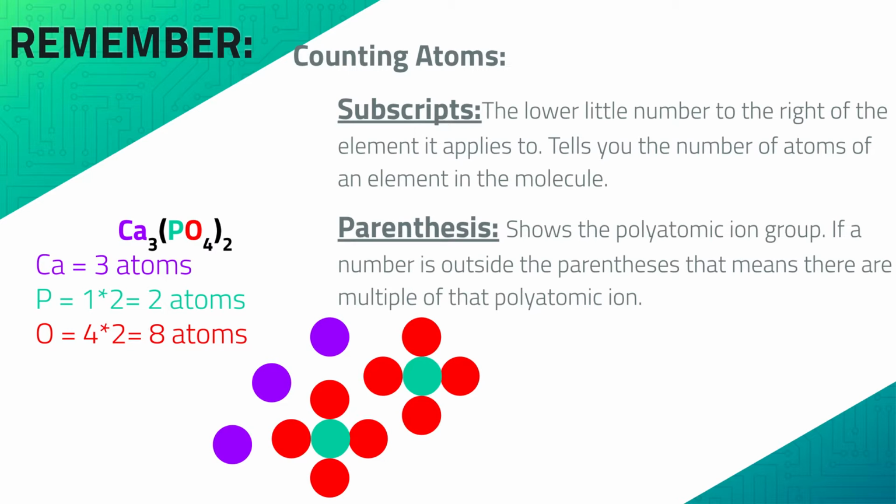So in Ca3(PO4)2, there are 3 calcium atoms. Phosphorus, there's 1 inside the parentheses, but there's a 2 outside. So 1 times 2 is 2 phosphorus atoms. Oxygen, there's 4 inside the parentheses, and then there are 2 groups of 4, which is 8 atoms.